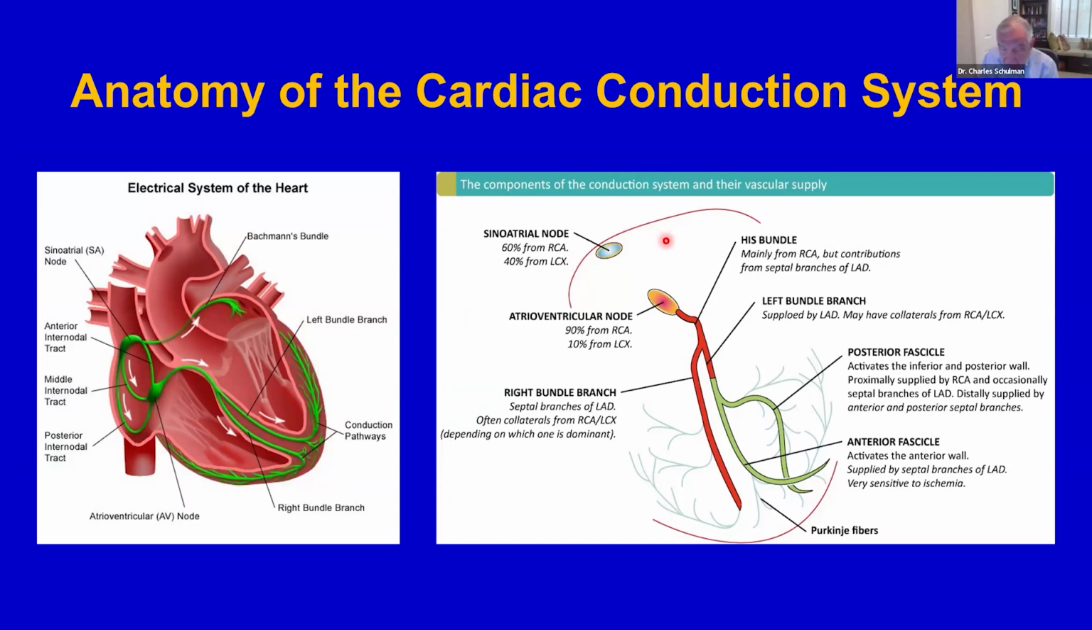The blood supply for these structures is as follows. The SA node is fed in 60% of people from the right coronary, 40% from the left circumflex. The AV node is fed in 90% of people from the right coronary, 10% from the circumflex. The right bundle and the left anterior fascicle of the left bundle are fed by the left anterior descending coronary artery, and the posterior fascicle gets a mixed supply.